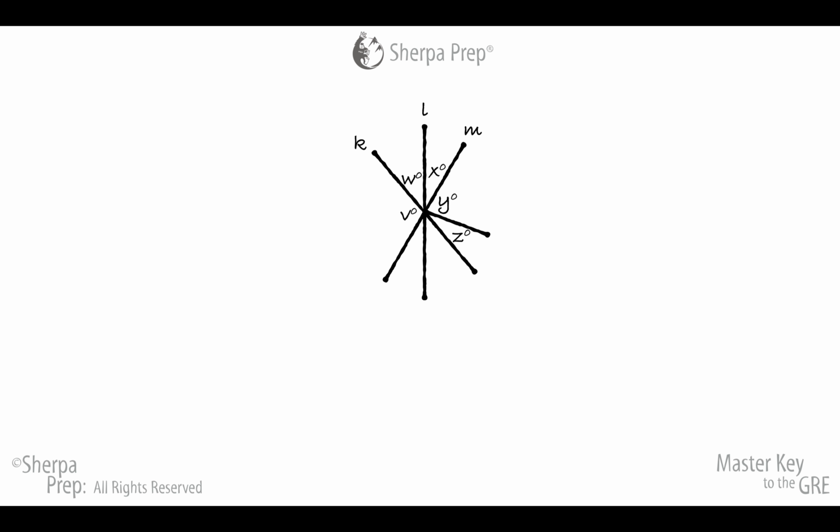For example, here, when I look at this diagram, one thing I clearly see is that w plus x plus y plus z all form a straight line, so they add to 180. And I also see that v plus w plus x also together form a straight line, so I know that those three variables also add to 180 as well.